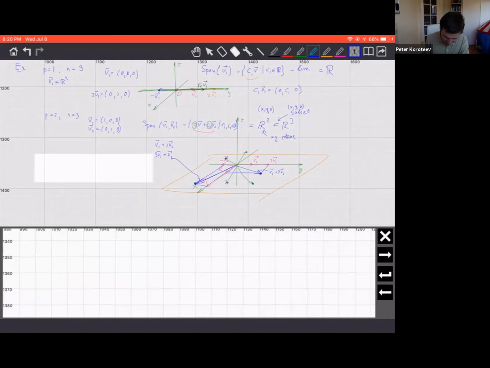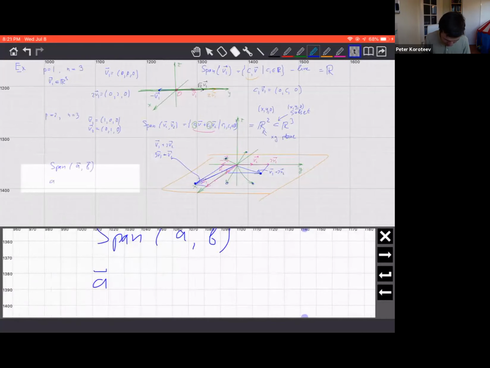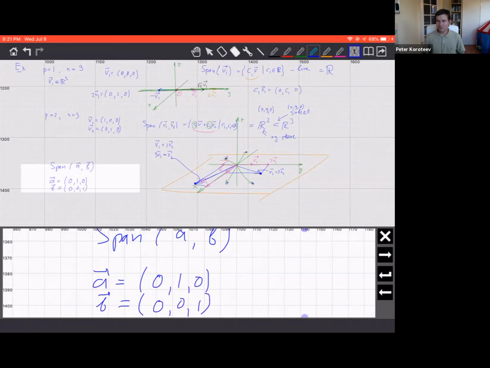So different examples now you should be able to tell me for sure. So what would be span of vectors v1? Well, let's put different letter. Vector A and B, where vector A has coordinates 0, 1, 0, and vector B has coordinates 0, 0, 1. Which space is that?